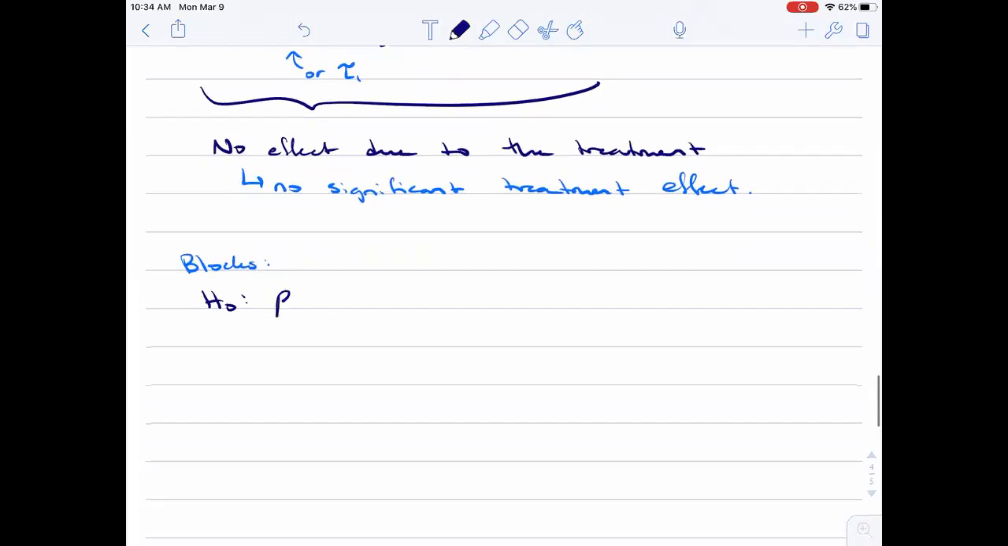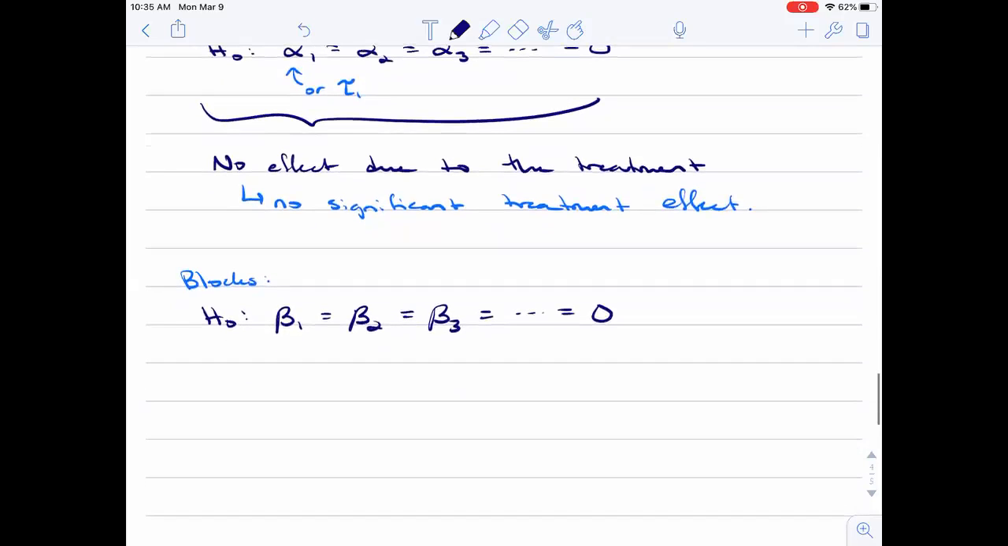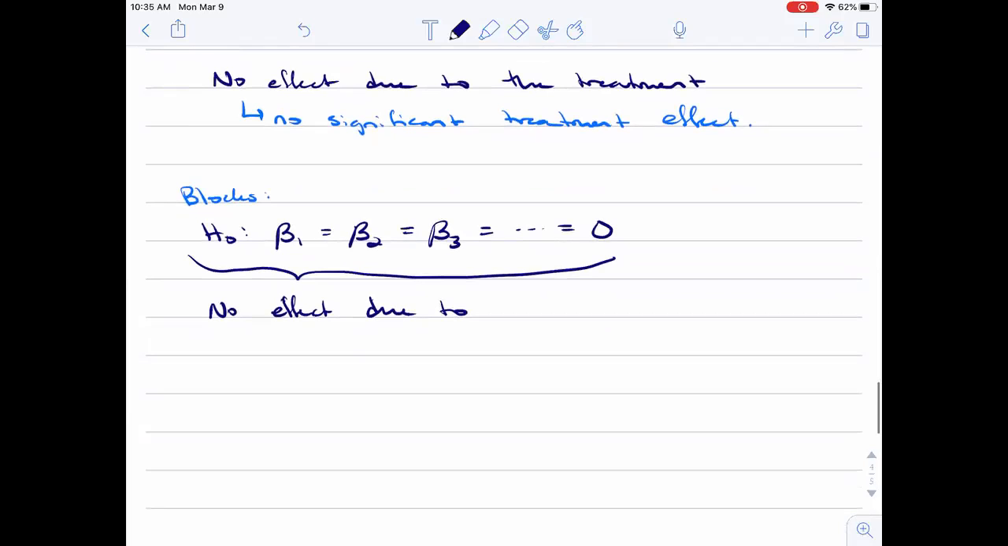The null hypothesis is that beta 1 equals beta 2 equals beta 3, all the way across equal to 0. Notice that we're checking all of these against 0. There's nothing going on in the treatments. There's nothing going on in the blocks. So what's this saying? This is saying that there's no effect due to the blocks, or the blocking if you want. Or if you prefer, there's no significant blocking effect.